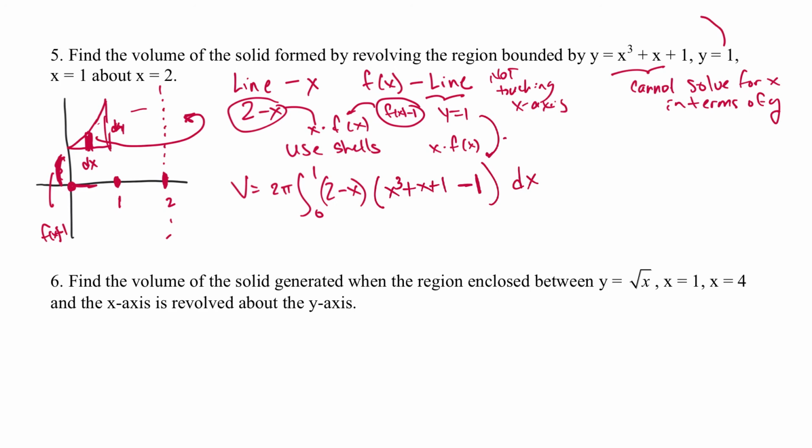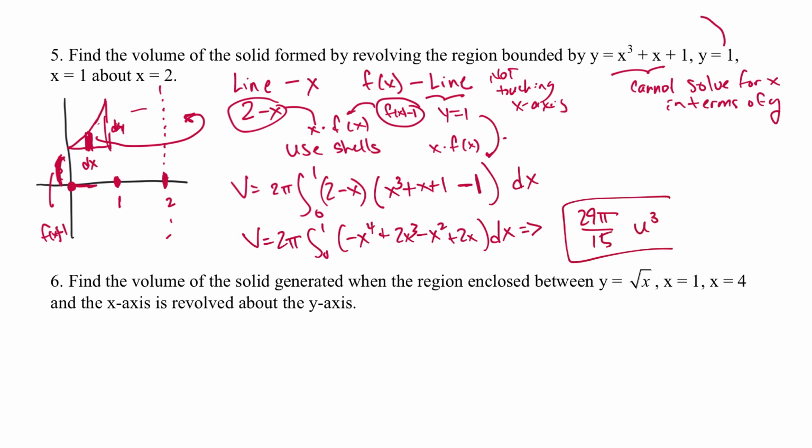So cleaning all this up, you can FOIL it out. You end up with the volume is 2π times the integral from 0 to 1 of (-x⁴ + 2x³ - x² + 2x) dx. And to save you the headache, after you integrate and everything, this ends up being 29π/15 cubic units. Okay, we are going to do this one in class, but if you want to try it on your own and see what we end up with, this answer will be 124π/5.